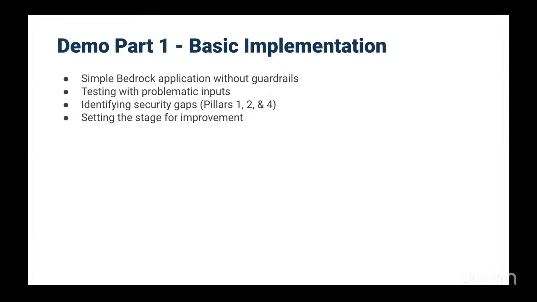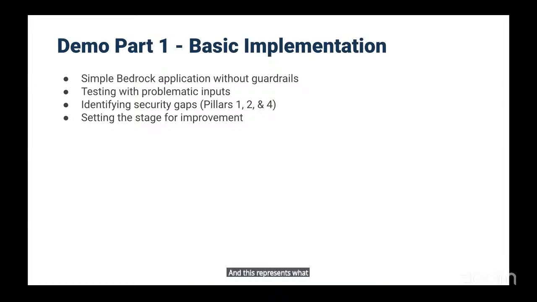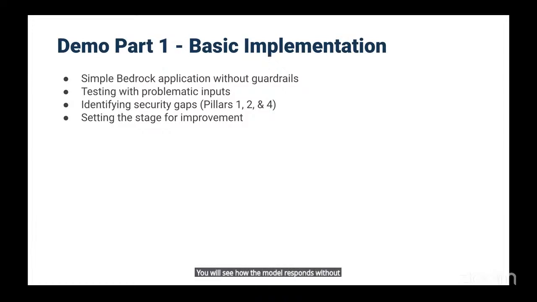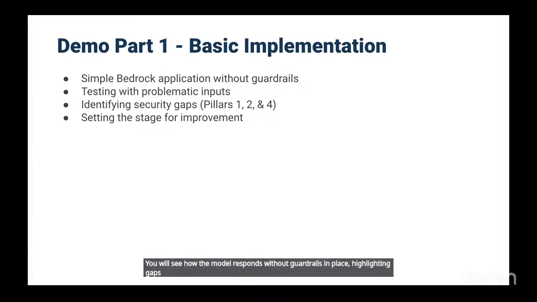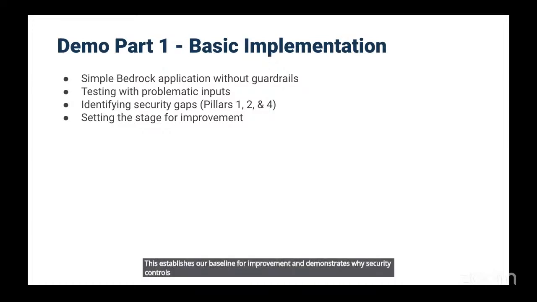We will start with a basic Bedrock implementation that lacks security controls. And this represents what many vibe coding projects might look like. Then we will test that using some inputs in the prompts containing content that won't be filtered and can contain PII. You will see how the model responds without guardrails in place, highlighting gaps in trust and governance, data protection, and threat detection. This establishes our baseline for improvement and demonstrates why security controls are necessary for production applications.